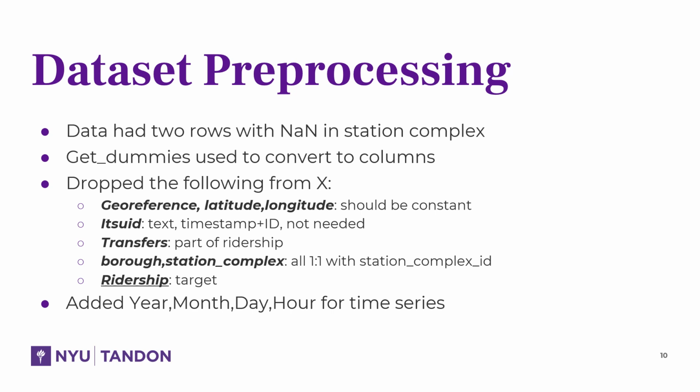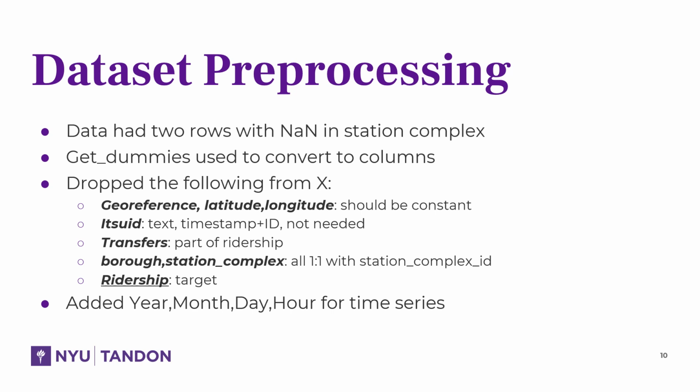This included the georeference ID, latitude, longitude, and the ITS UID, which is just the timestamp, and the ID wasn't really necessary because I already had both of those. The transfers, which was actually part of ridership as noted in the documentation for the data, the borough, the station, and the complex. The reason I dropped both of those was because the station complex ID has a one-to-one relationship with the station complex. And of course, the ridership I had to drop as the target.